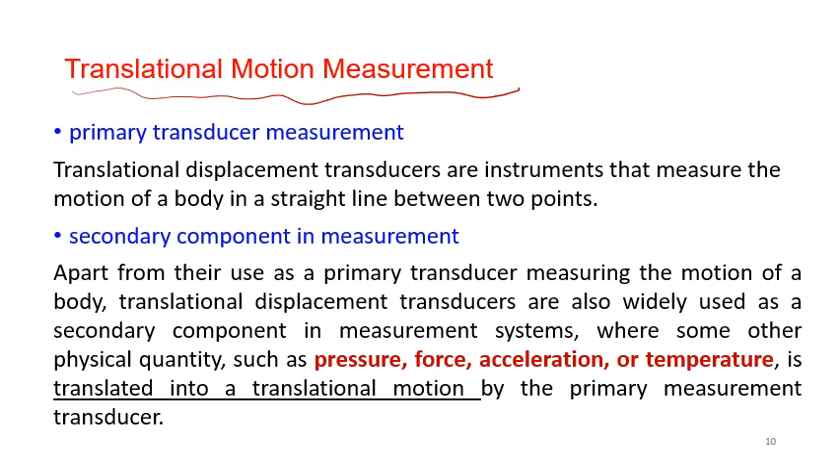And in a secondary component in measurement, we can use this kind of sensor to measure other quantities rather than the translational motion, such as the pressure, the force, acceleration, or sometimes temperature. All of these things can be measured by the use of translational motion measurement.